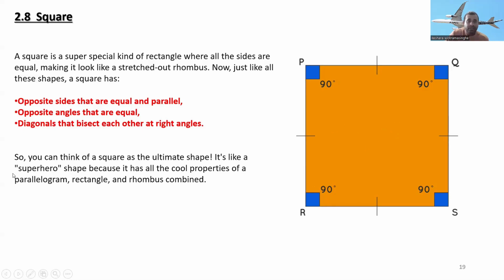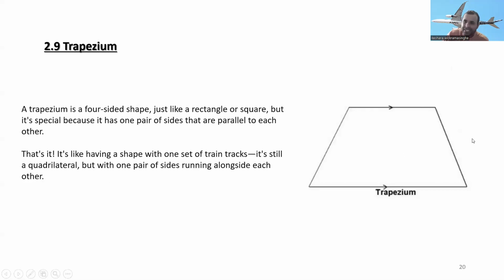So you can think of a square as the ultimate shape. It's like a superhero shape because it has all the cool properties of a parallelogram, rectangle, and rhombus. Remember, a square has all the properties of a parallelogram, rectangle, and rhombus. This is a combination. That's what we call a superhero. Alright, now let's go to the trapezium.